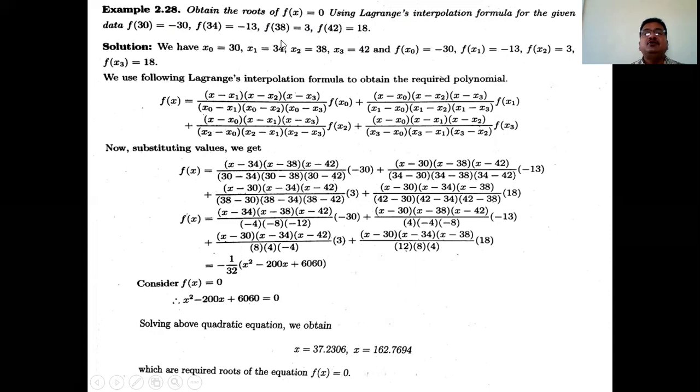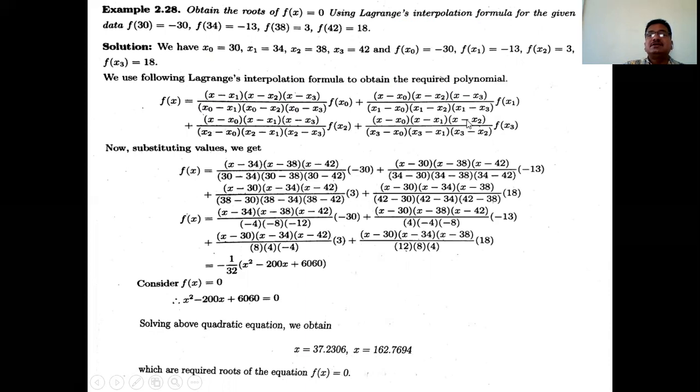And we have to first find the polynomial which fits to this data, which takes these values: 30, minus 30, minus 13, 3, 18. So we have to find the polynomial which takes these values or fits to this data. So write the Lagrange's interpolation formula.